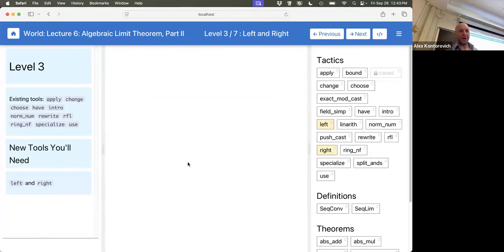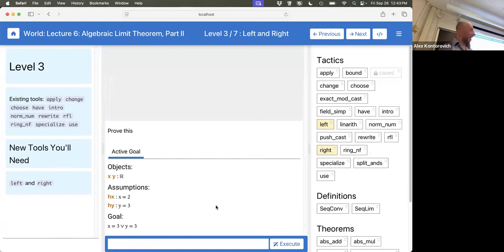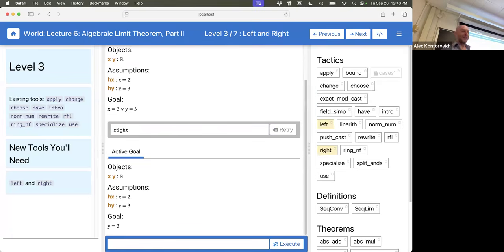What if you have an or in the goal? So now our goal is to prove either x equals 3 or y equals 3. Our assumptions are that x equals 2, and another assumption is that y equals 3. So how are we going to prove that x equals 3 or y equals 3? Right. The right one is the one that's true, and the left one's not true. To prove an or, you only have to prove one of them. So you say which one you want to prove. In this case, we want to prove the right one, not the left one. So I say right, and Lean says, okay, so forget about this x equals 3 thing. Can you prove that y equals 3? Apply hy.